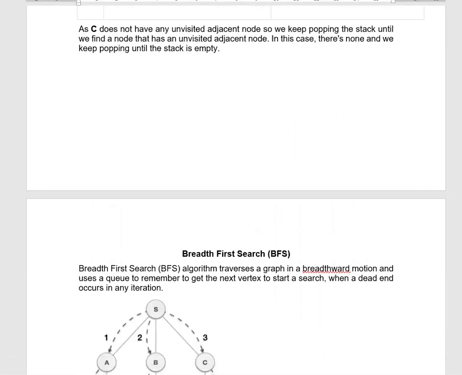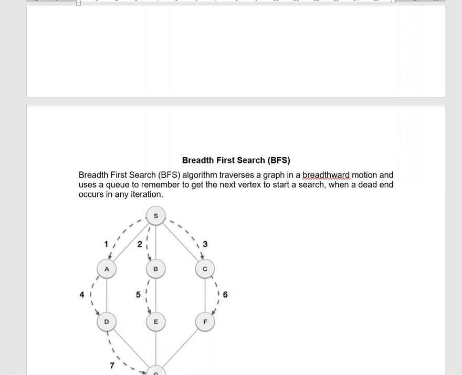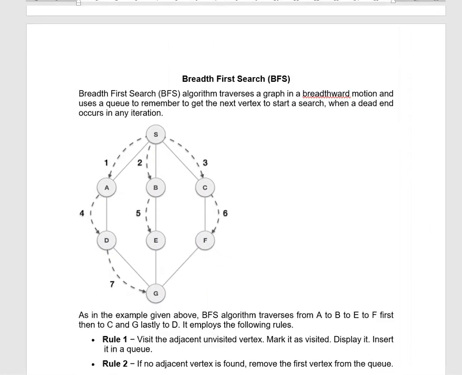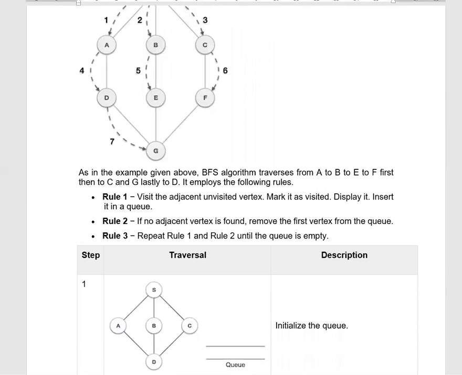Now we take the example for breadth first search. Okay, BFS. So BFS algorithm traverses a graph in a breadthward motion and uses a queue to remember to get the next vertex to start a search. When a dead end occurs in any iteration, as in the example given above, BFS algorithm traverses A to B, then B to E, then to F, then first to C, and G, lastly to D. It employs the following rules.